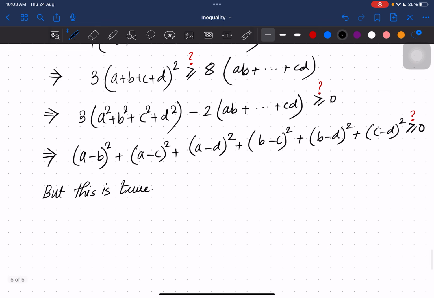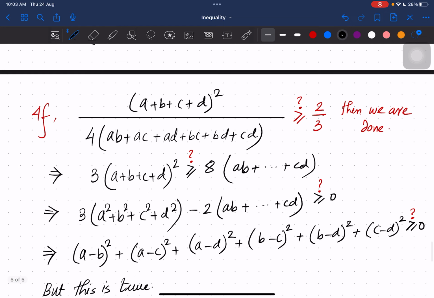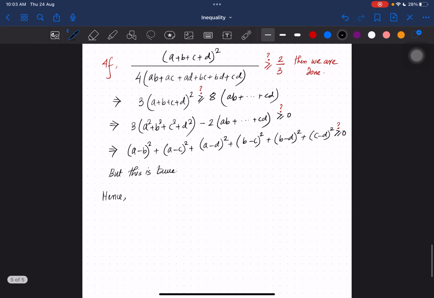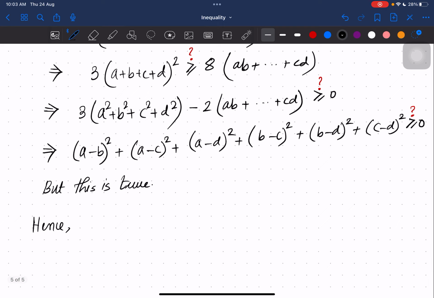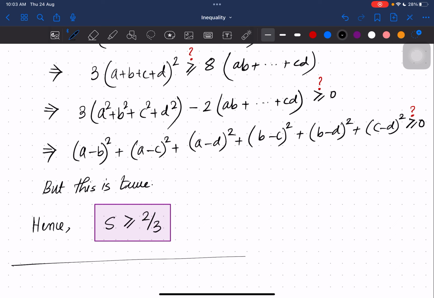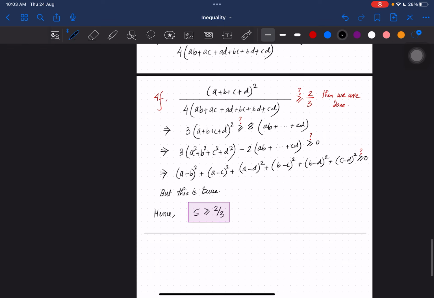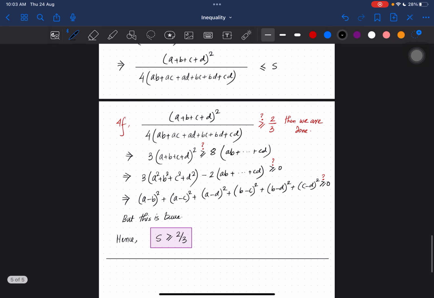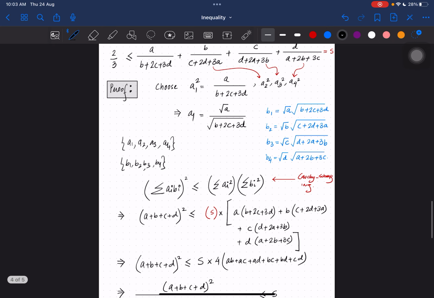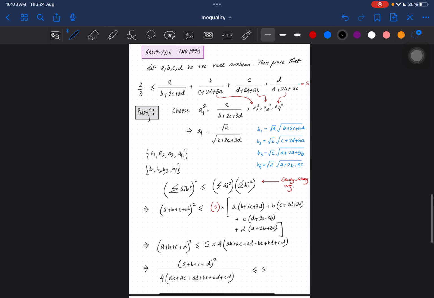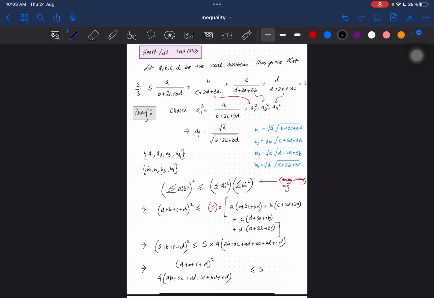So hence, if we compare these two inequalities, we have our result. What we have determined is that it is greater than or equal to 2 by 3. Yes, so I think the explanation is clear. I think this is a very nice problem where you can apply the Cauchy Schwarz inequality.